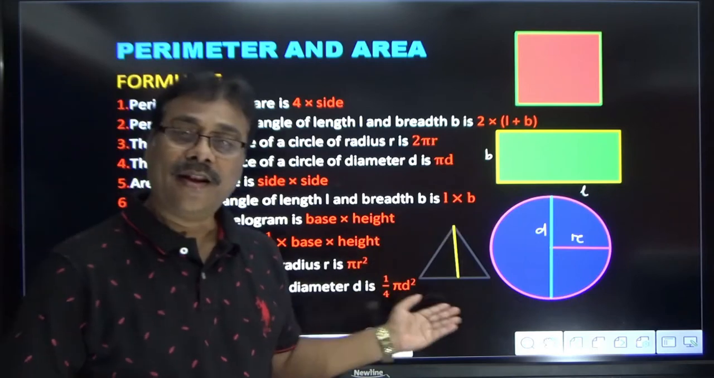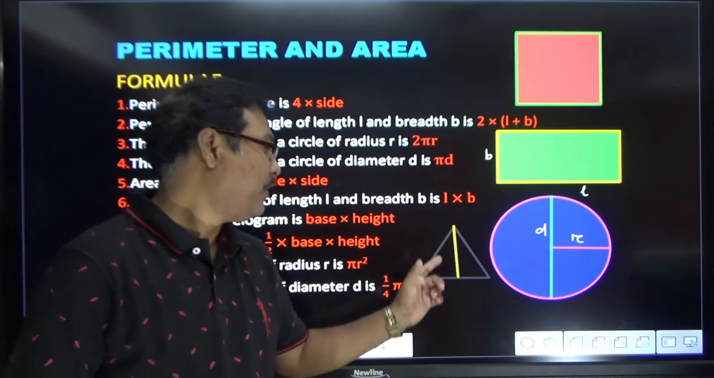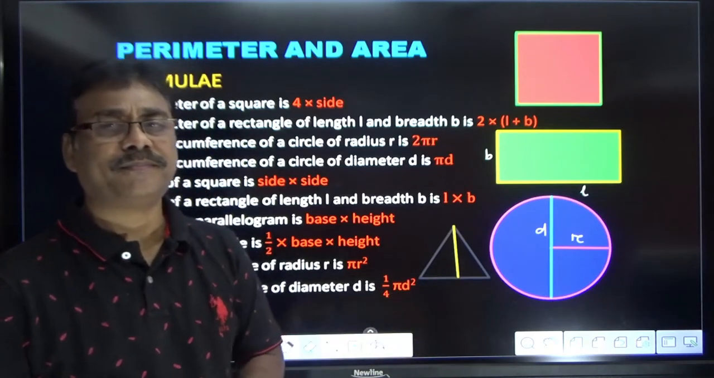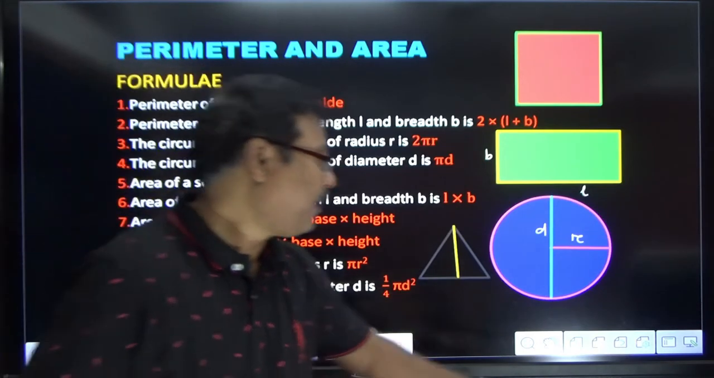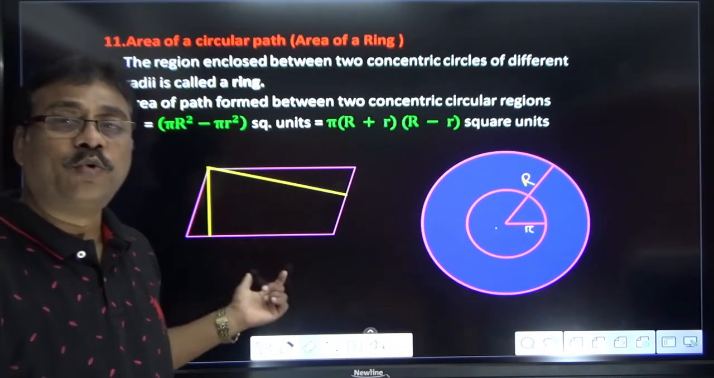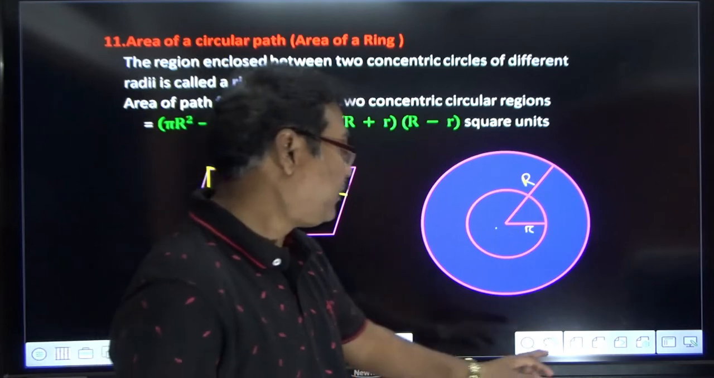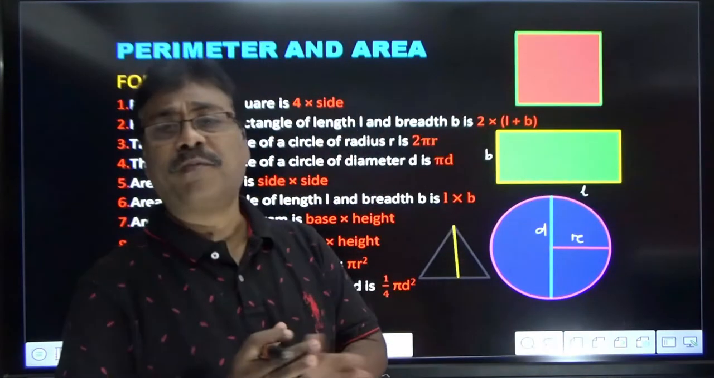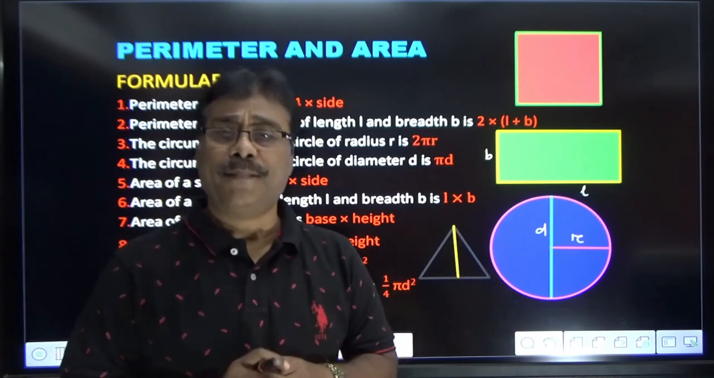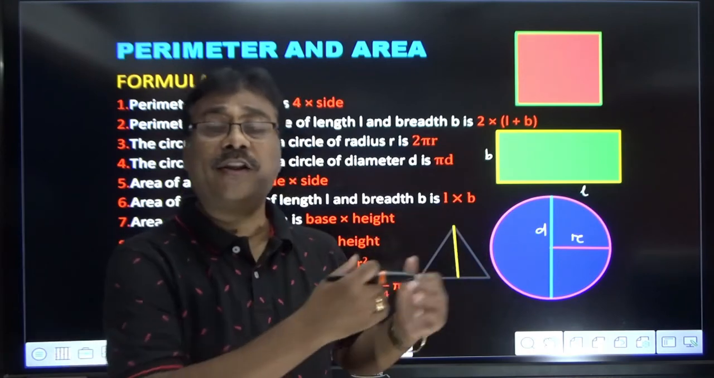If it is a triangle, with sides of length A, B, C, then the perimeter is A plus B plus C. For parallelogram, with sides L and L, B and B, it is 2 into (L plus B). But you see, in case of rectangle, the same formula will be the perimeter of a parallelogram, because a rectangle is also a parallelogram.